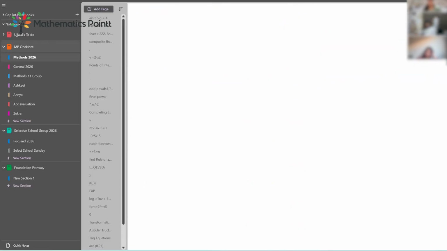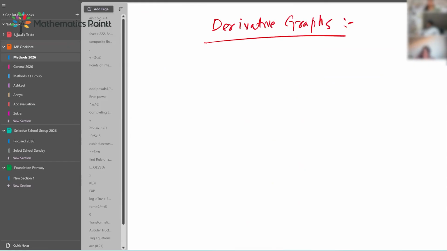What we are going to learn today is derivative graphs, or graphs of derivatives. Okay, pretty interesting topic. Now, before we understand the derivative graphs, let's understand the key concept of derivative.